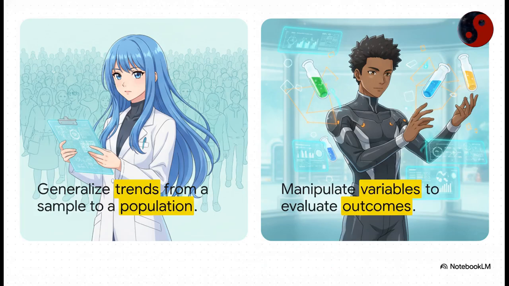On the flip side, experimental design actively manipulates one or more independent variables to test a direct cause and effect on dependent outcomes. Whether you're running a true experiment with perfectly randomized groups or a quasi-experiment where you don't quite have full control, your choice right here dictates the entire rest of the study.